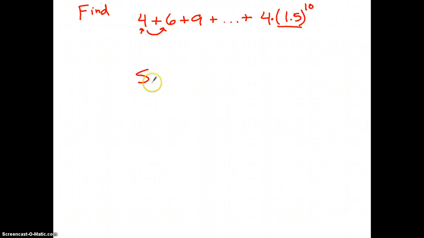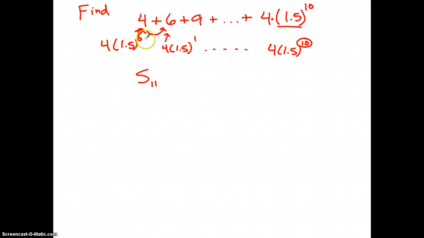Now here, a lot of people would put, oh, n is 10. Well, actually, n is 11, because people see the 10 here and think that means n is 10. But remember the first term? This is 4 times 1.5 to the 0 power. This is 4 times 1.5 to the first power, and we're doing that all the way up until 4 times 1.5 to the 10th power. So here's 10, but then we also have to think about this term, which is our 11th term.